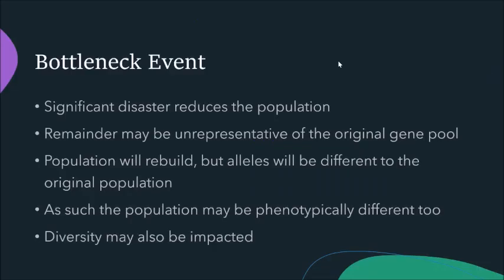Keep that in mind. So bottleneck effect, just in summary: a significant disaster reduces the population. The remainder may be unrepresentative of the original gene pool. The population will rebuild, but the alleles will be different in terms of the allele frequency to the original population. Therefore, the phenotypes represented will also be different, and diversity will almost certainly be impacted.